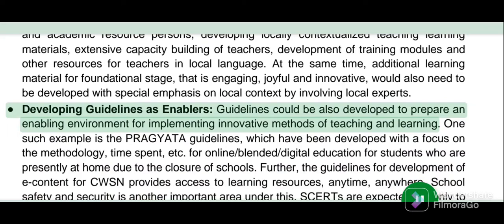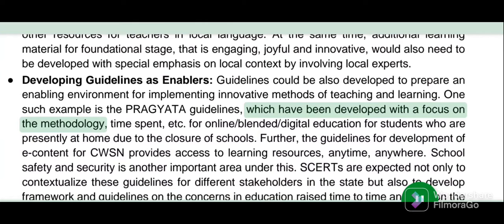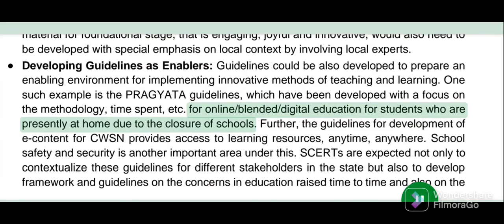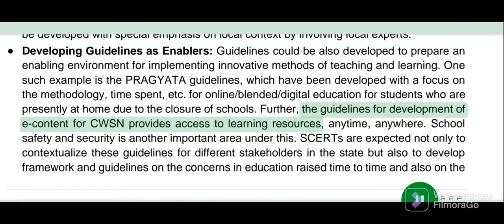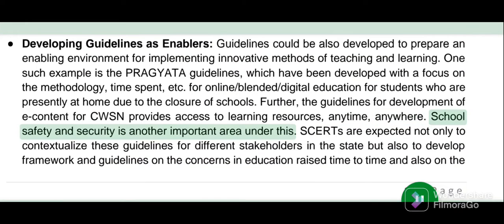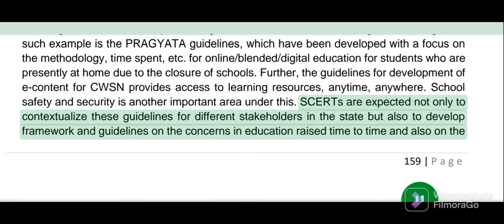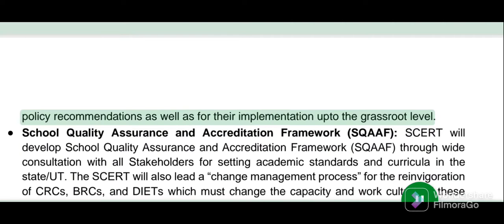Developing guidelines as enablers. Guidelines could also be developed to prepare an enabling environment for implementing innovative methods of teaching and learning. One such example is the PRAGYATA guidelines, which have been developed with a focus on the methodology, time spent, etc. for online blended digital education for students who are presently at home due to the closure of schools. Further, the guidelines for development of content for CWSN provide access to learning resources, anytime, anywhere. School safety and security is another important area under this. SCERTs are expected not only to contextualize these guidelines for different stakeholders in the state but also to develop framework and guidelines on the concerns in education raised from time to time and also on the 160 PAGA policy recommendations as well as for their implementation up to the grassroots level.